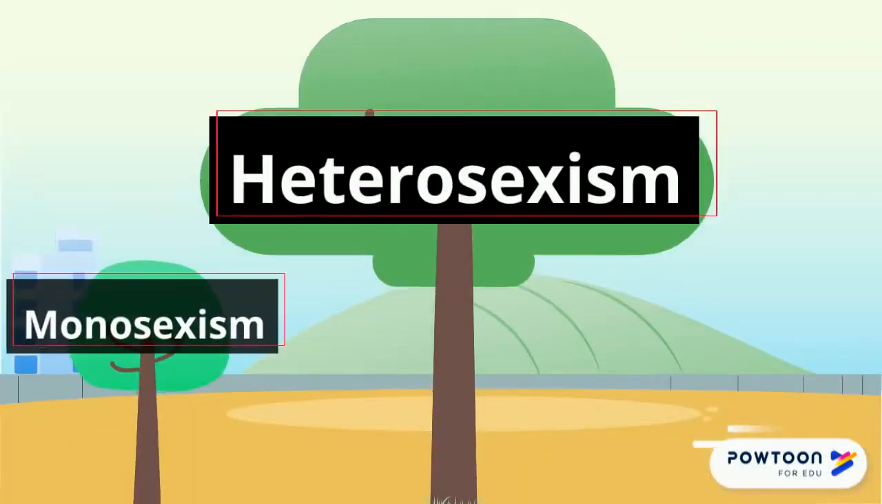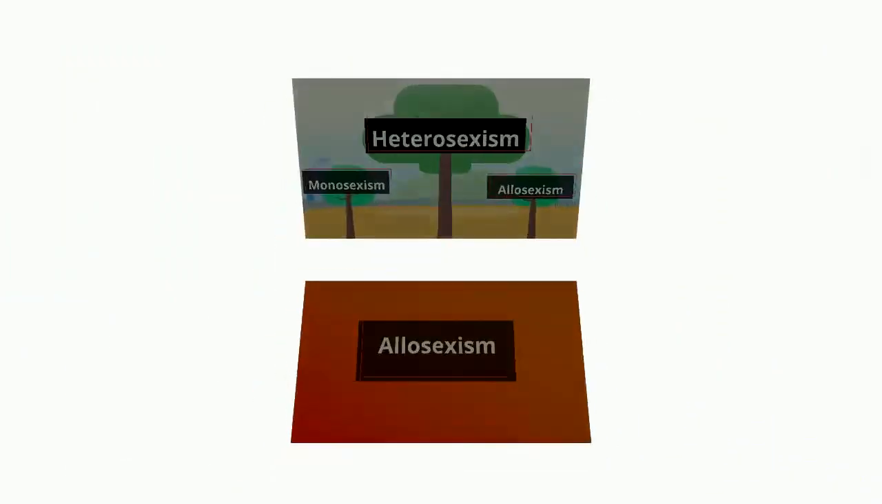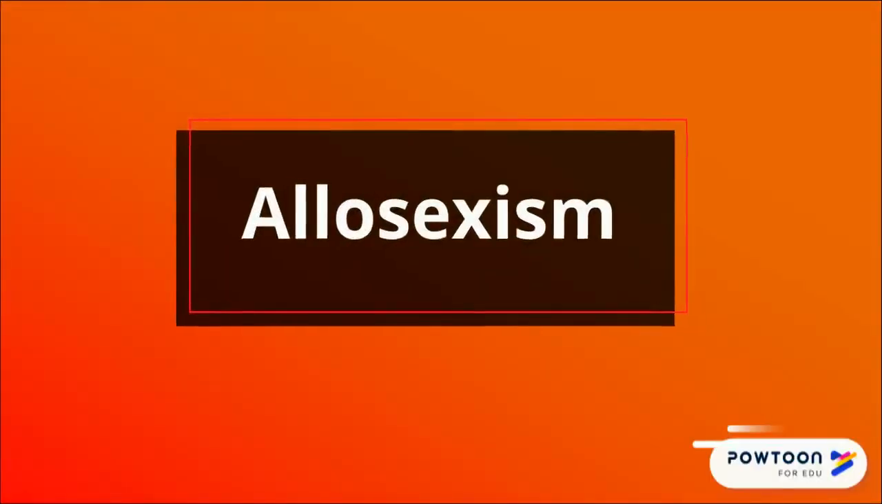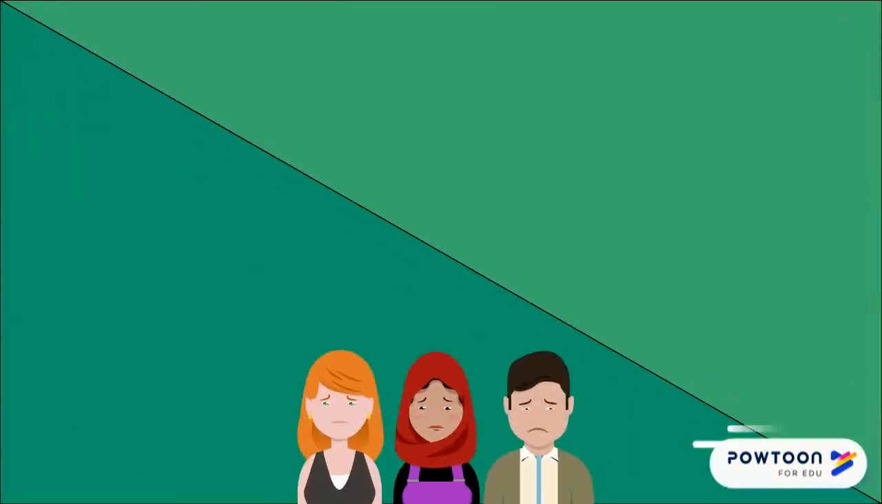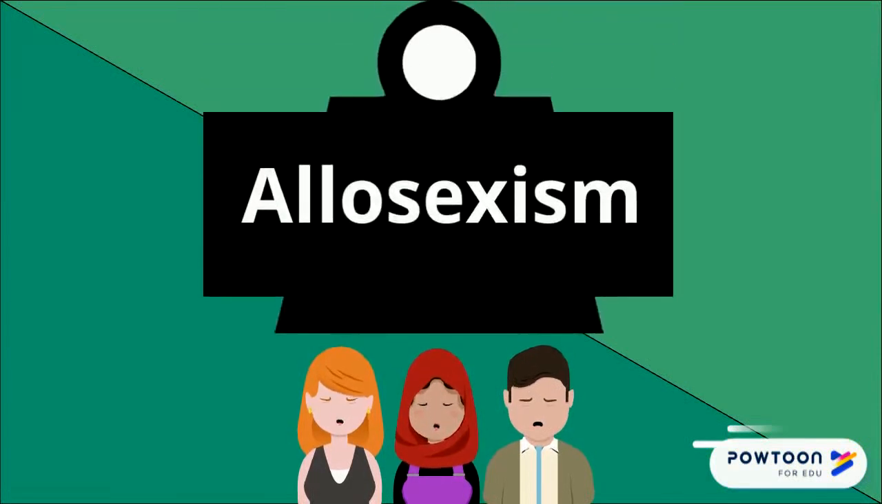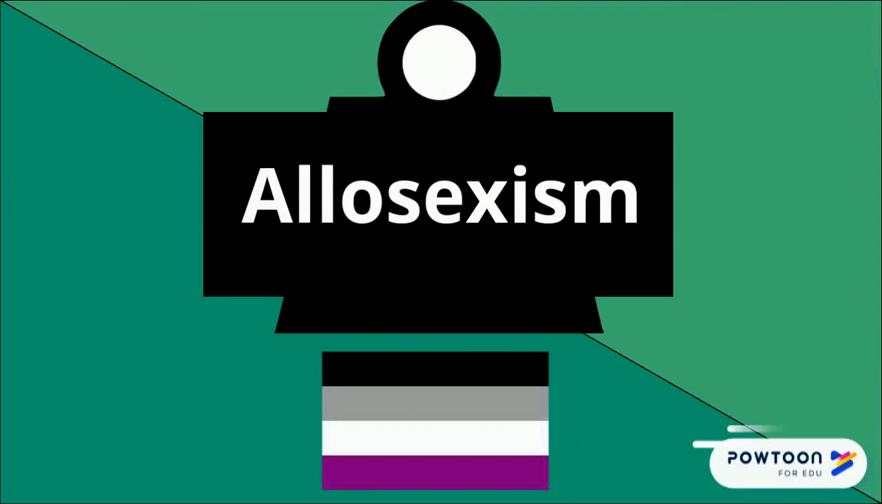Just as monosexism targets a subpopulation of the LGBTQ plus community, so too does allosexism. Allosexism is a system of domination which presumes everyone does or should experience sexual attraction and provides systemic privileges to those who experience medium to high levels of sexual attraction, that is, allosexuals. The people most impacted by allosexism are those who are part of the asexual spectrum, which includes those who experience little to no sexual attraction.